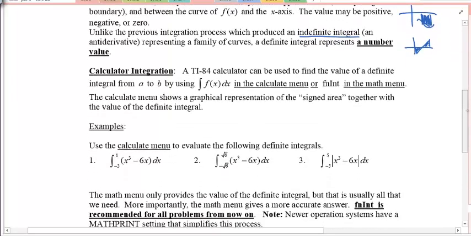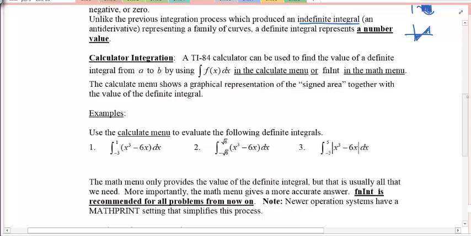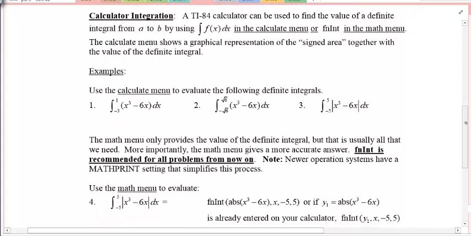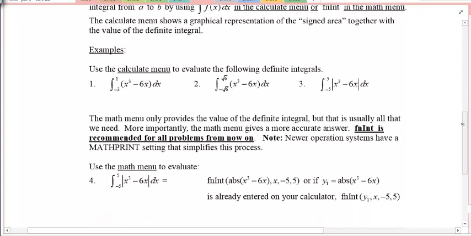So we can use a calculator to help us with that, and there are two ways to do this. There's one in the calculate menu or one in the math menu. So I'm going to show you both of these ways. And if you can take your graphing calculator out, that would be great.